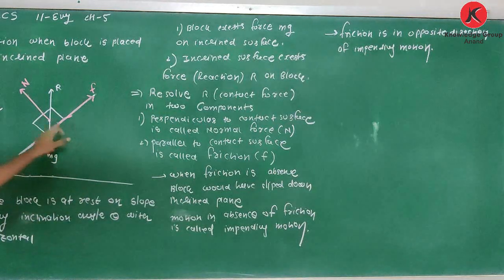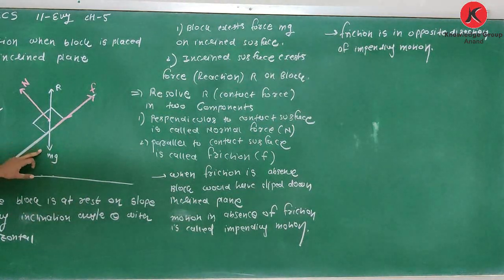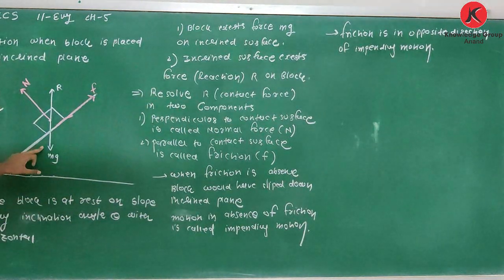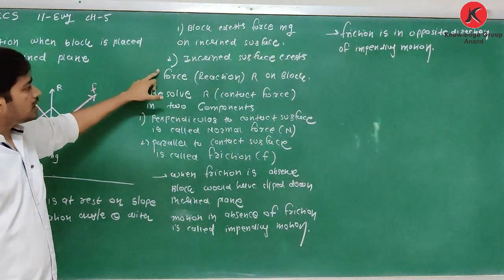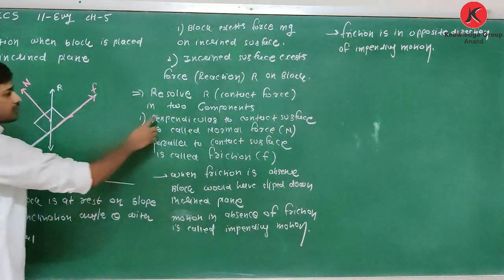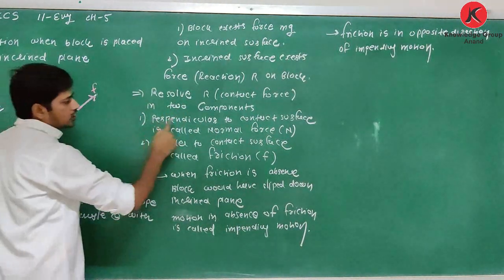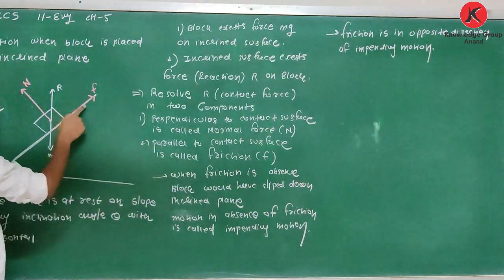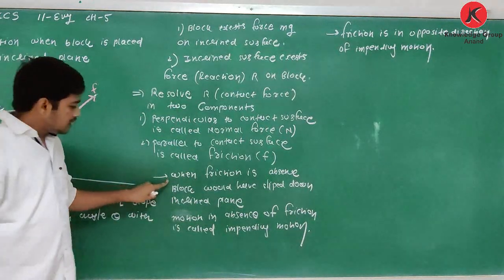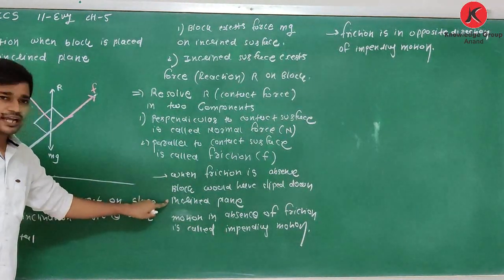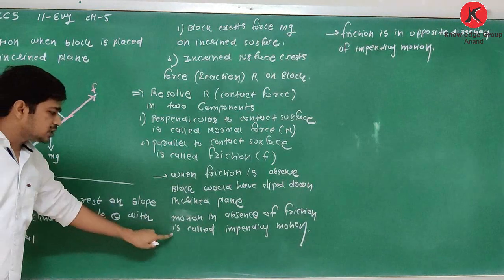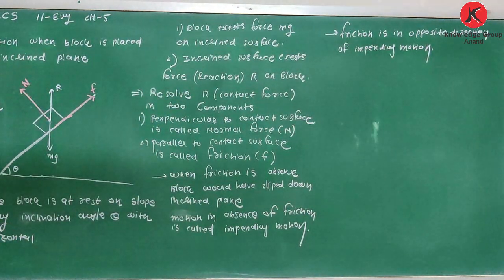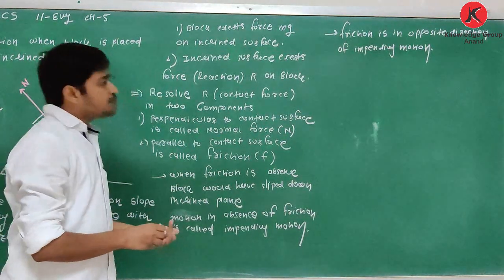Now again, block on an inclined plane having inclination theta. Force exerted by block on inclined surface, mg. Force exerted by surface on block, reaction R. Resolve R, the contact force, in two components: perpendicular to the surface, normal force, and parallel to the surface, friction. When friction is absent, the block would have slipped down the inclined plane. Motion in absence of friction is called impending motion, and friction is in the opposite direction of impending motion. Clear about this?